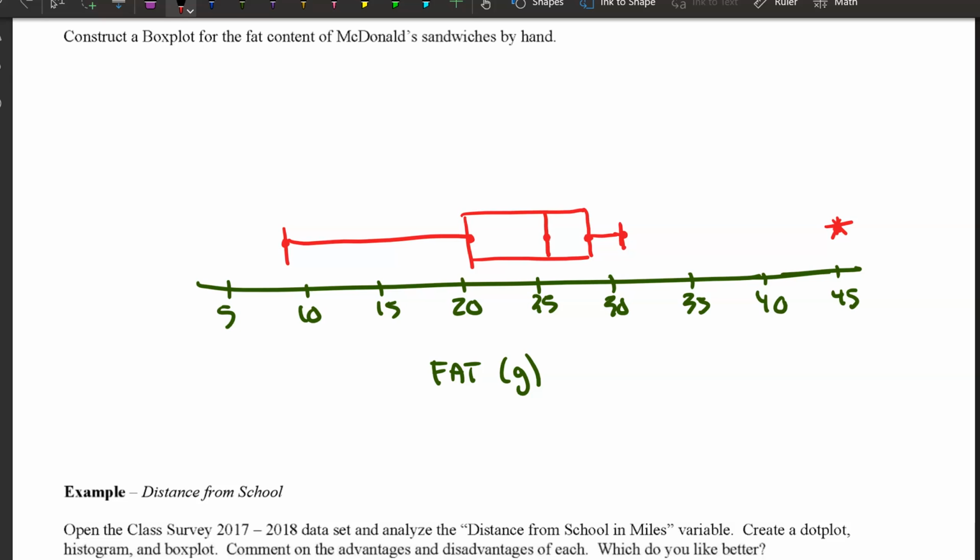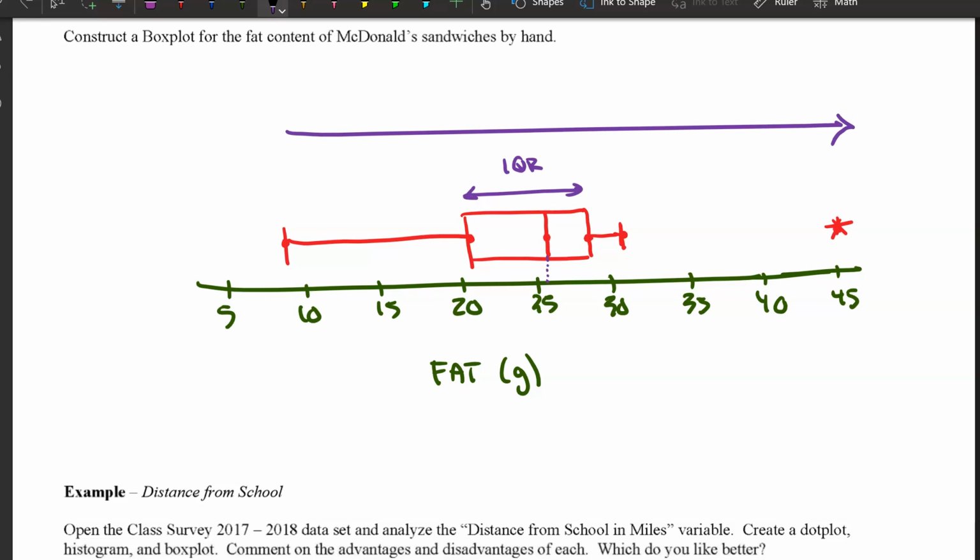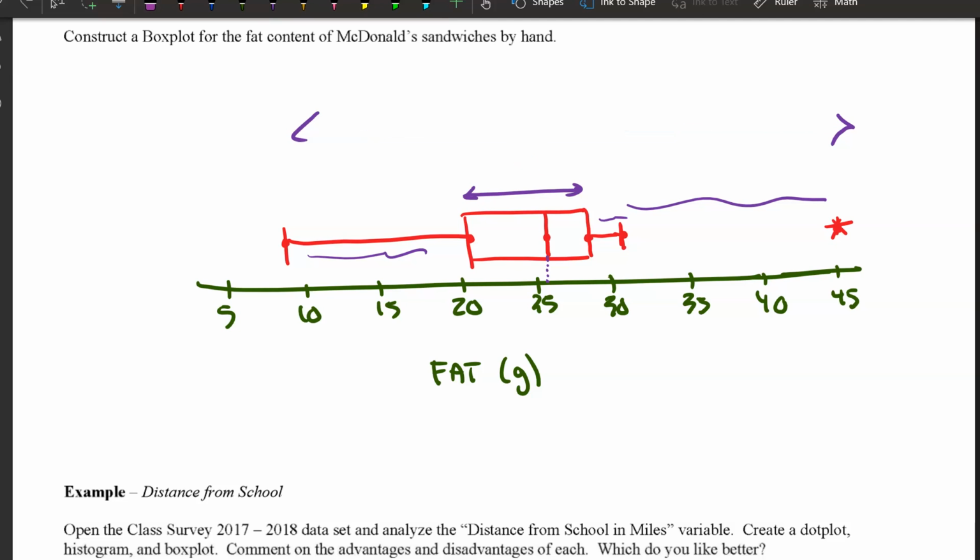So this is a nice graph to quickly see where the center is. There's the median, what the spread is. You want the IQR, measure that distance. You want the range, measure that distance. You want to see skewness, take a look at the lengths of these bars. We'll talk about how to handle that outlier in a future problem, okay? So very nice, simple graph.